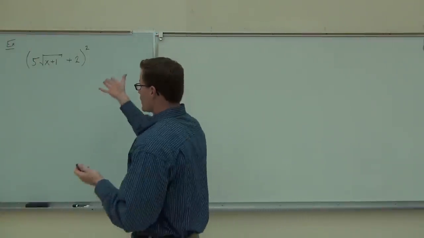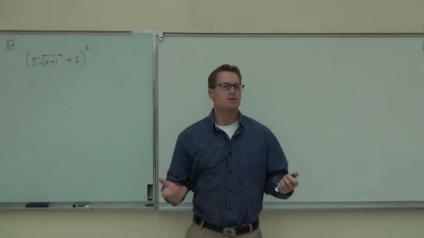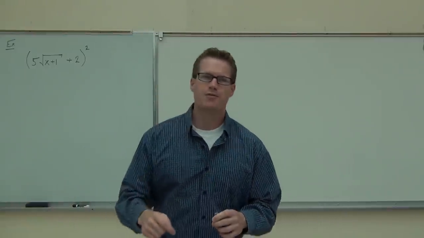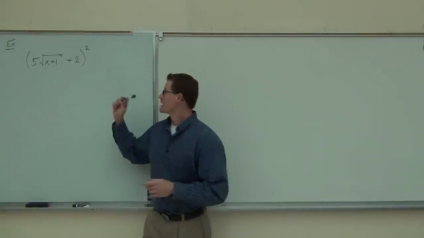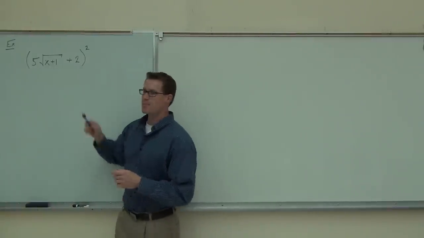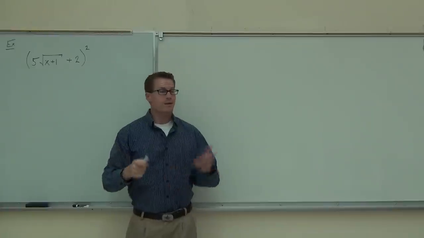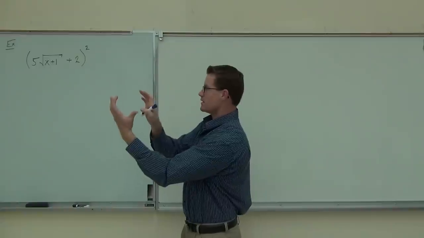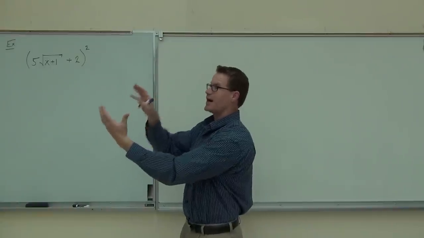And remember that we're talking about how to simplify these radical expressions, specifically how to multiply them. Now there's one thing we learned last time before we left. On this type of example, can I just square this part and square that part and be okay? Now we actually have to write this thing out as what it means. And this means 5 times the square root of x plus 1 plus 2 times that same thing.